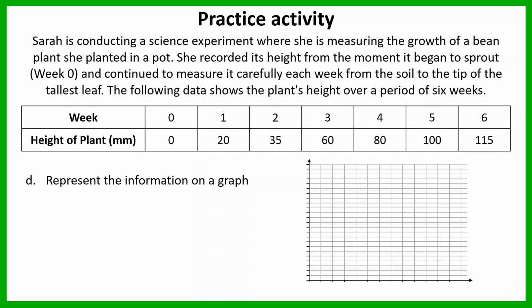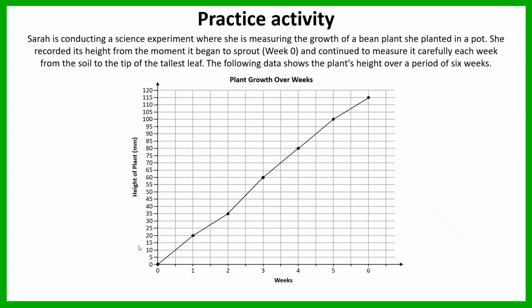Okay, so let's have a look at what your graph should look like. So over here, you should have a heading for your graph. It could be something like plant growth over weeks. Then on your vertical axis, you've got the height of the plant in millimeters. That is your dependent variable, and your independent variable is on your horizontal axis. That's the number of weeks. Then your graph should look something like this.